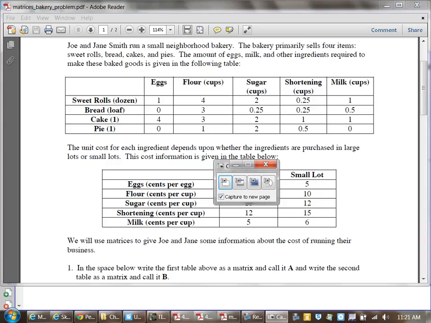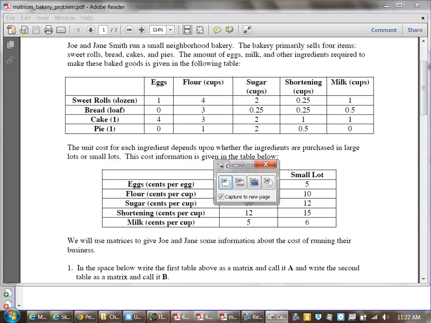So what they did here is they organized their data into a table for each one that needs eggs, flour, sugar, shortening, whatever. What they're doing here right away, as you can see in this first table, is they're making a matrix. They're creating a matrix with tables of values. The rows deal with the types of food, and the columns deal with the ingredients. So we have food and ingredients.